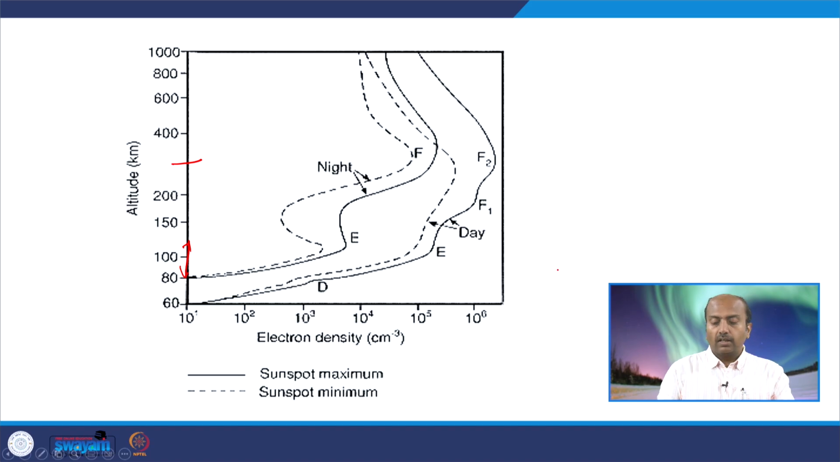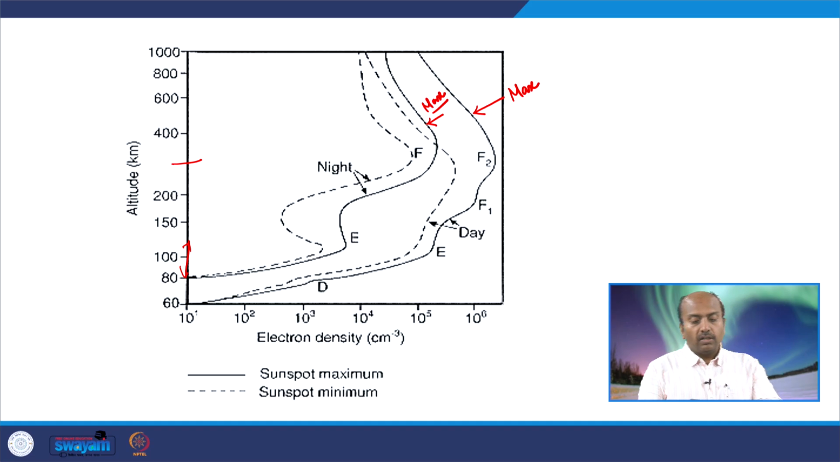The dark line to the extreme right is the ionosphere during the daytime and corresponding to sunspot maximum. And the dark line here is during the night time corresponding to sunspot maximum. So, both of these are solar maxima, related to the sun's activity, and the dashed lines are the ones corresponding to solar minima. This is for the daytime solar minima, and this is for the nighttime solar minima.